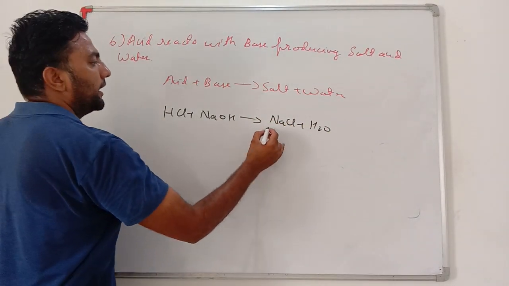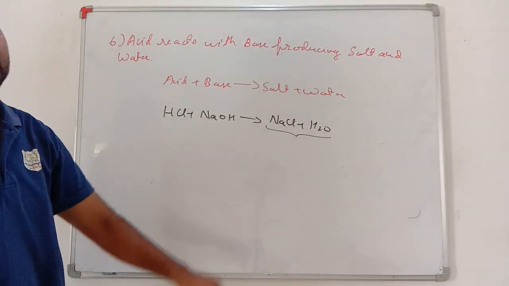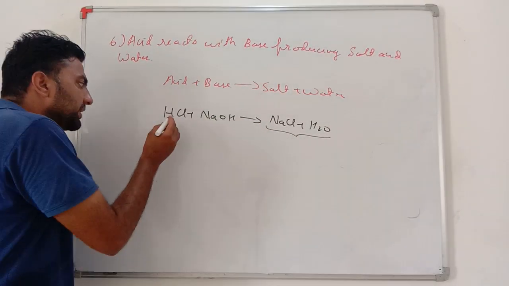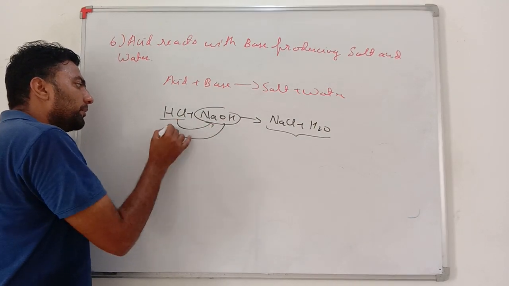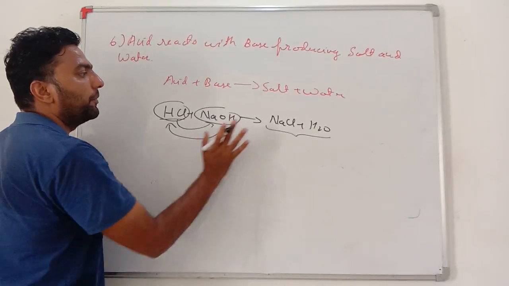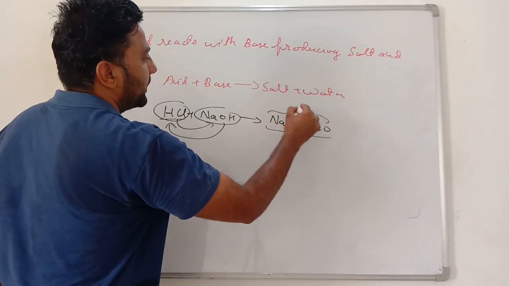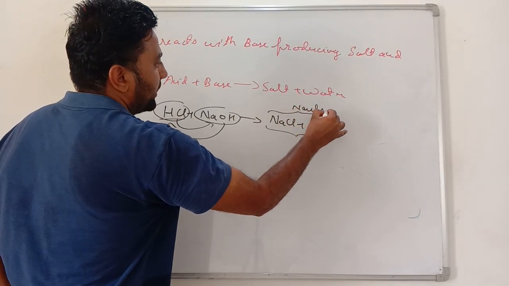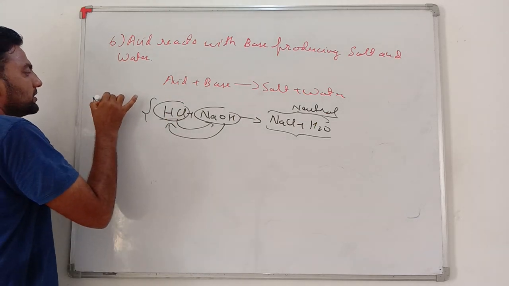Very important, here you can say in the product there is neither any acid nor any base. It means here the acid cancels the effect of the base and the base cancels the effect of the acid. That is, the material we are getting is neither acidic nor basic. It means the material is neutral. Very important. That's why this reaction is known as a neutralization reaction.